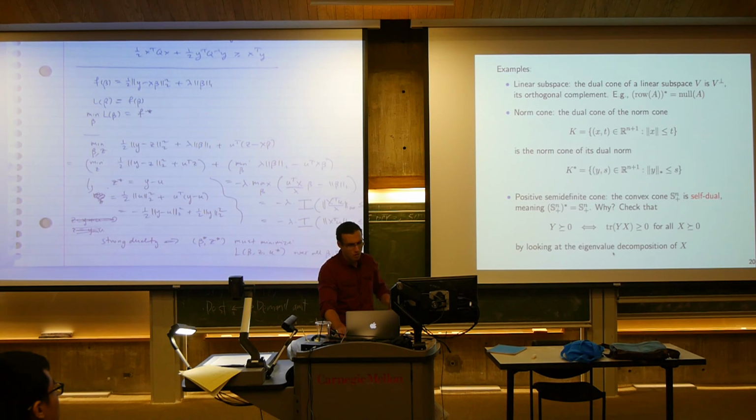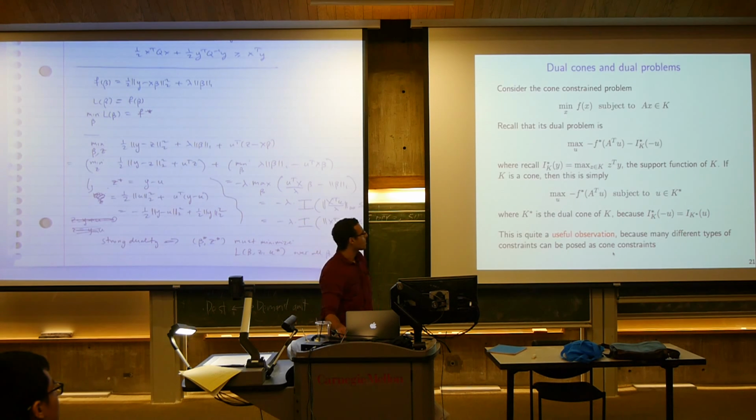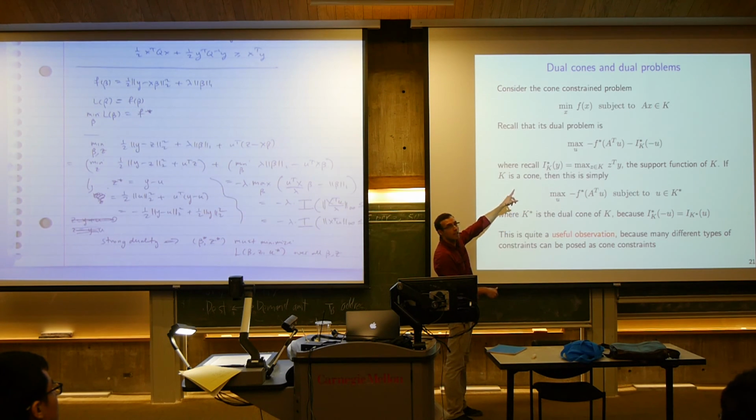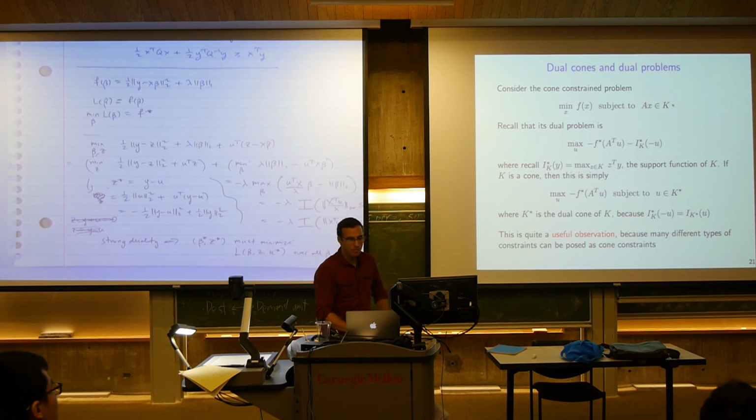But there's a very nice general story of duality and conic problems. I'll just give you the punchline. If you ever have a conic problem of this form, minimize a function f of x subject to A x lying in a cone, remember we said this is one of the most general problem forms we can consider. The dual of this problem, via that same argument that we used a couple slides ago, and a new concept, which is the dual cone, is just to maximize over all u the negative conjugate of f at A transpose u subject to u being in the dual cone.